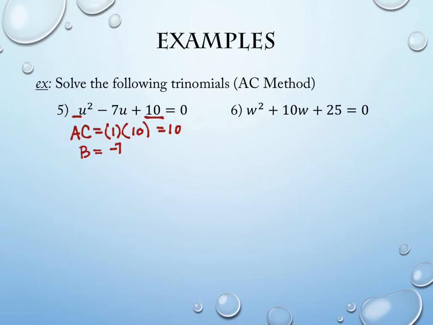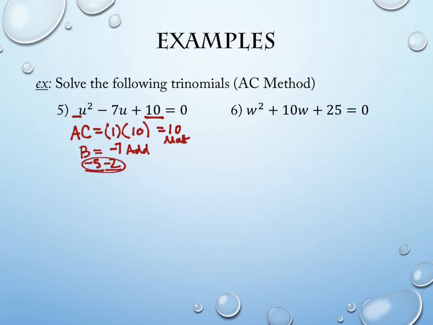So what we want is two numbers that multiply to give me 10, and they add to give me, well, not 7, negative 7. So what are two numbers that multiply to 10 and add to negative 7? Right, negative 5 and negative 2. They both need to be negative, otherwise I won't get a negative 7, and otherwise I won't get the positive 10. They do multiply to 10, and they do add to negative 7. These are the numbers that I need.